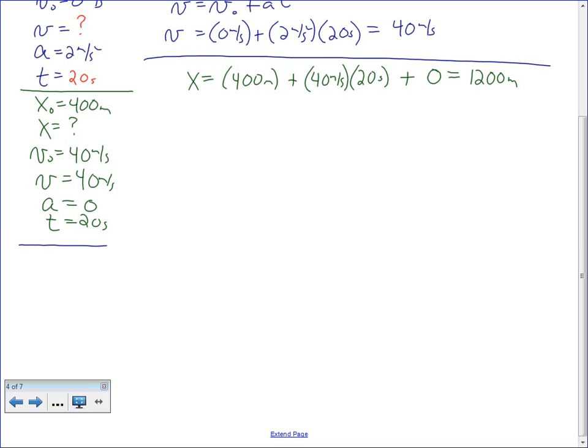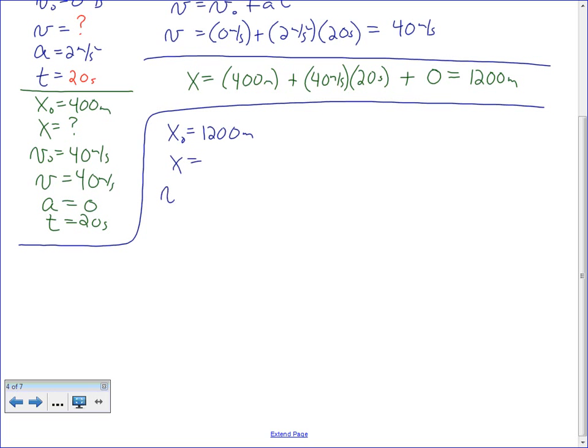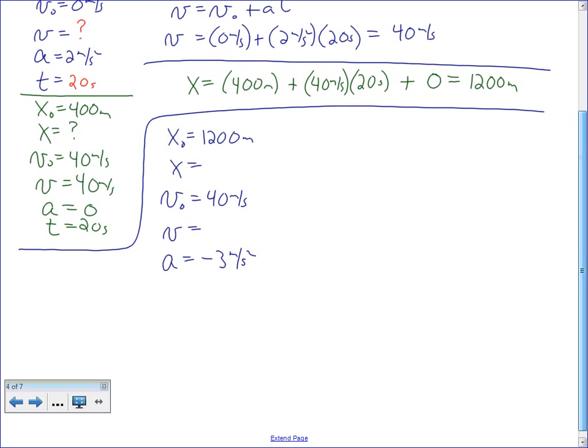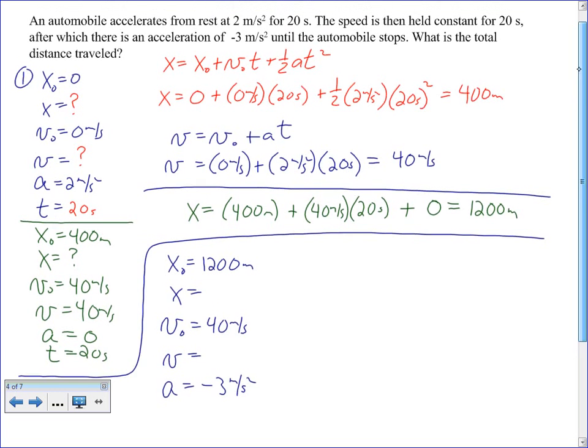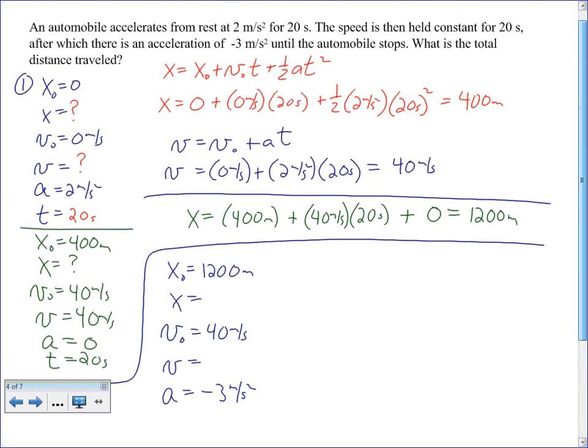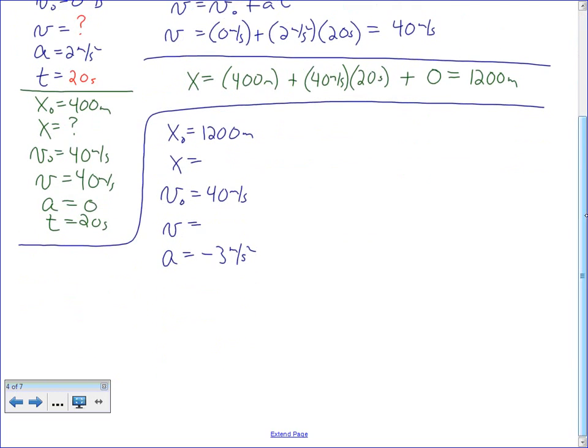Then for this final part, we have it starting at a position of 1,200 meters. The initial velocity is 40 meters per second. And this has an acceleration of -3 meters per second squared. Again, that was given at the beginning of the problem. And we're not told how much time this takes.